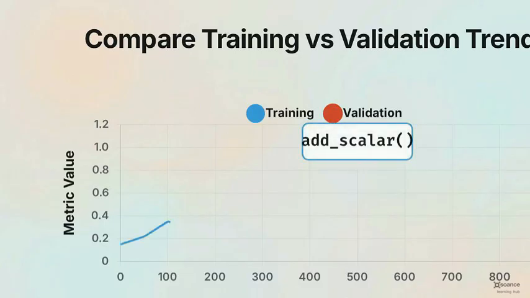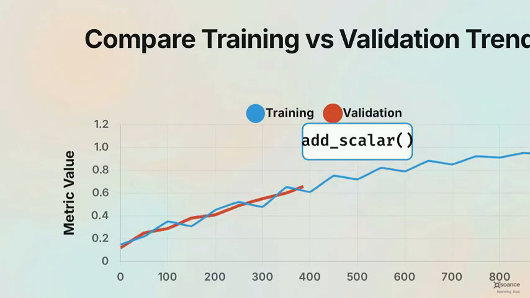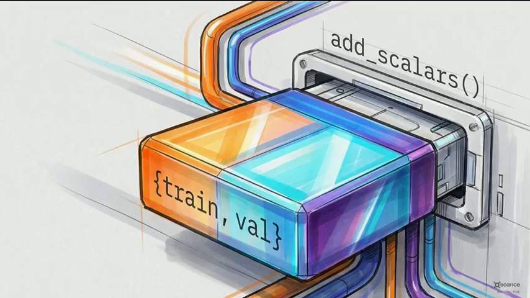To track single performance metrics like loss or accuracy across iterations, we use the add_scalar method. If you want to group related metrics, such as comparing your training scores against your validation scores on the same graph, you use the plural add_scalars method and pass in a dictionary payload.